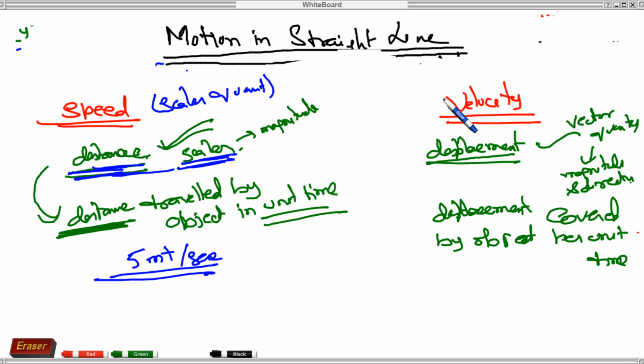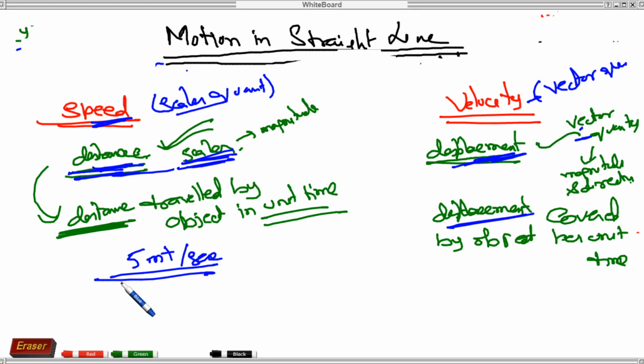And what about velocity? Like you can see here displacement. We are using displacement covered by object per unit time. So it's a vector quantity, you can say. So velocity is a vector quantity, displacement is a vector quantity, and speed is a scalar quantity, distance is a scalar quantity.